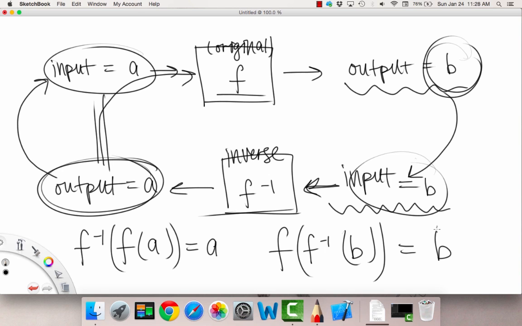So this means the following. There's a difference between the two here because the order does matter. On this left one, we plugged in a, our original input, into the original function and then plugged the result into the inverse. For this one, we started with b as our original input, plugged it into the inverse and then the original function, and we got back our b.